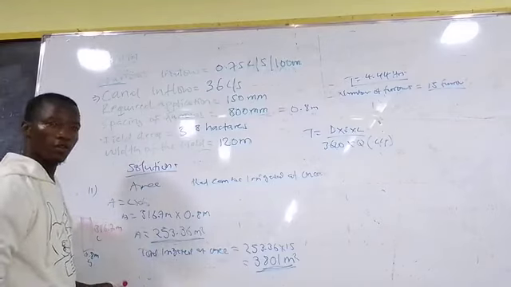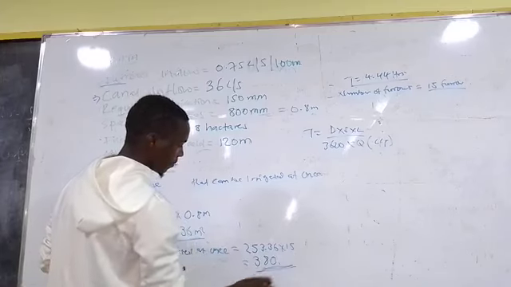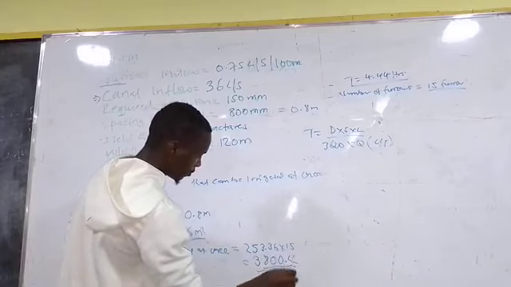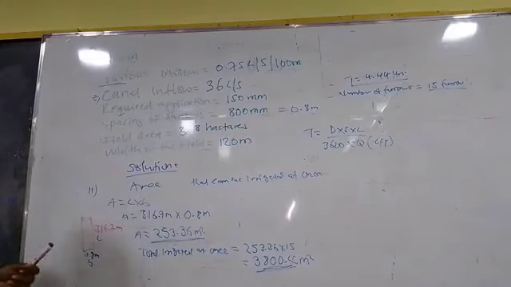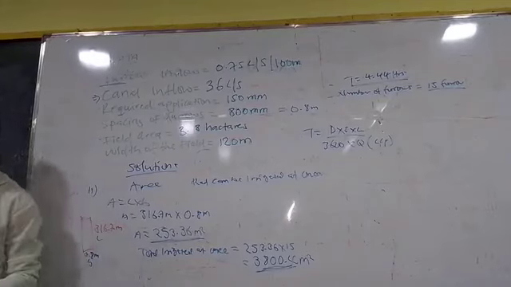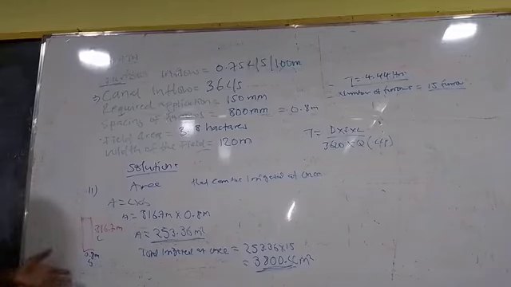We have found 3,800.4 meter squared. You can just replace that number so that you are clear with that. That's it. You okay? Proceed. Any questions so far?